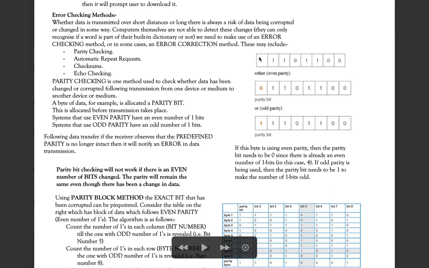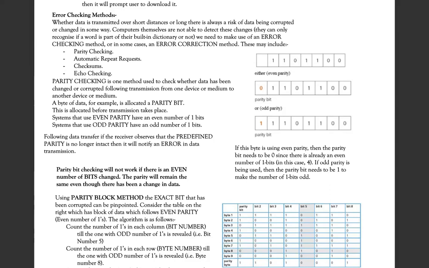Now, there is a parity which is even. Parity means the number of ones in my whole byte that is being sent. So if the number of ones being sent is even, that means it is even parity. If the number of ones being sent is odd, that means it's odd parity. Whether it is even parity or odd parity doesn't matter. What matters is that both sender and receiver agree on the same parity.